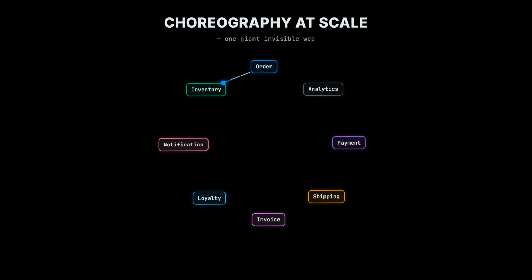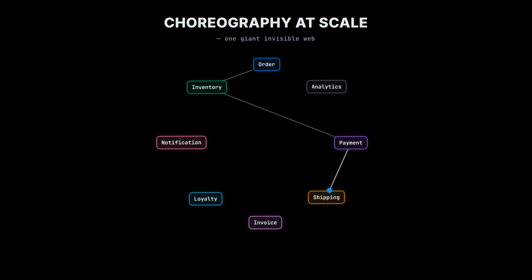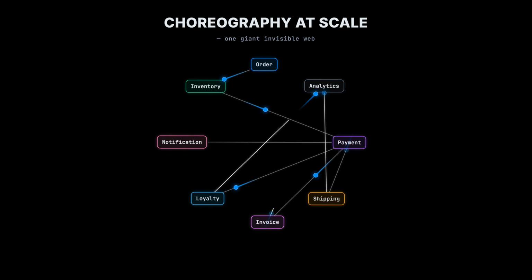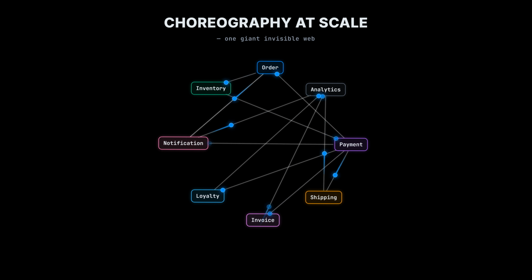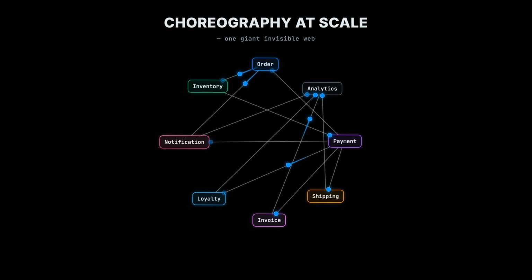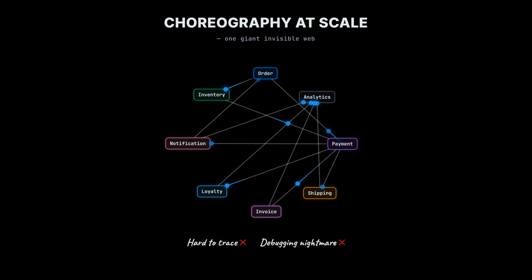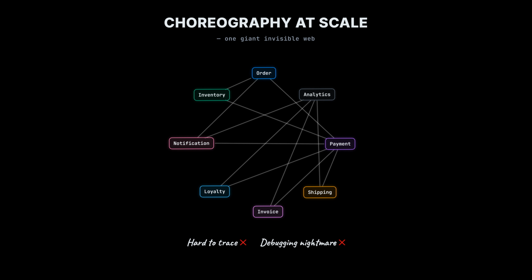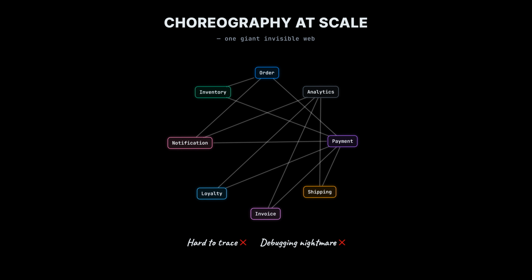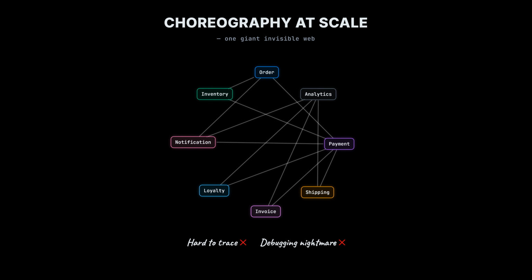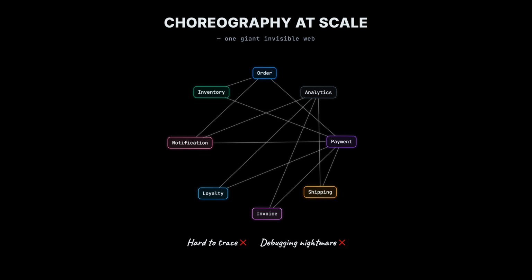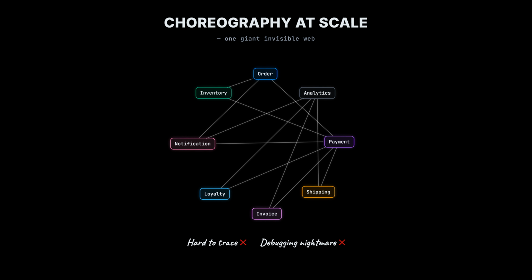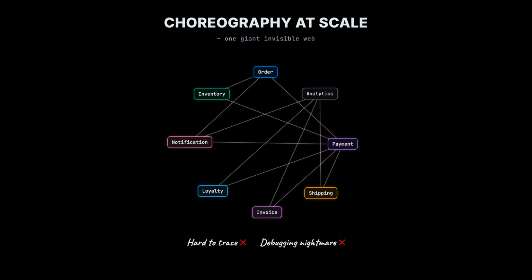As your system grows, order, inventory, payment, shipping, notification, loyalty, invoice, the events start flying everywhere in one giant invisible web. If something goes wrong, where do you even start debugging? There's no single place where you can see the full picture, and cyclic dependencies can sneak in. Service A waits for B waits for C waits for A. Suddenly, nobody knows who should go first.